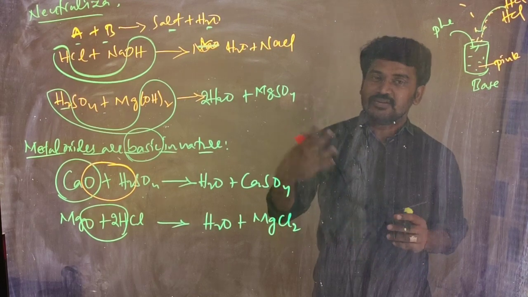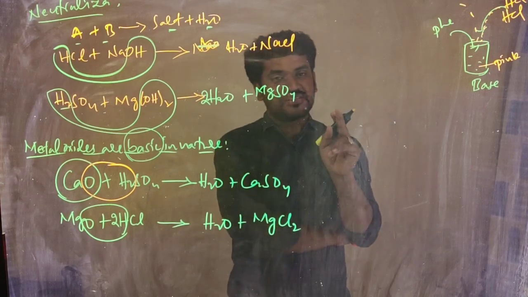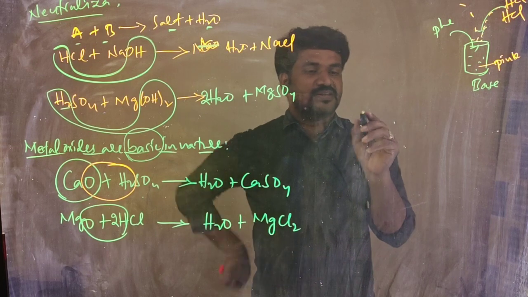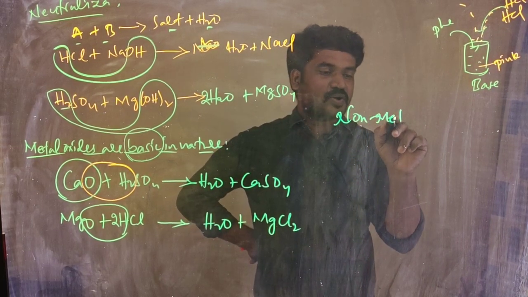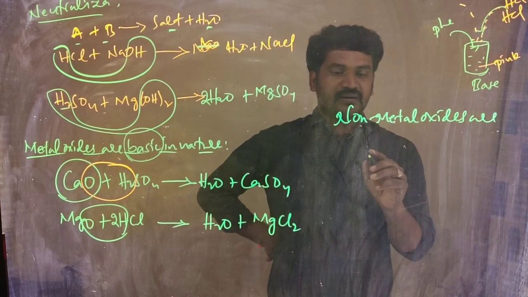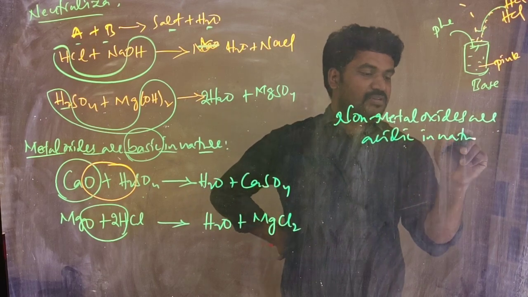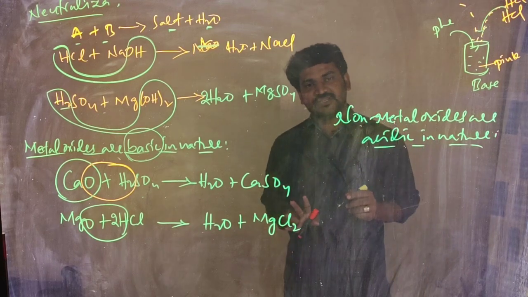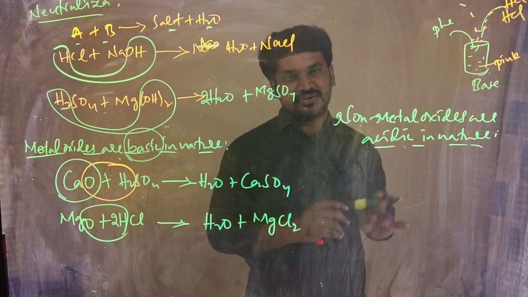Then I have a doubt. What about non-metal oxides? Yes, non-metal oxides are acidic in nature. That we need to prove again, right? So what I am telling is that non-metal oxides are acidic in nature, right? So again they are only giving the information and asking us to prove this. That is, support the statement.